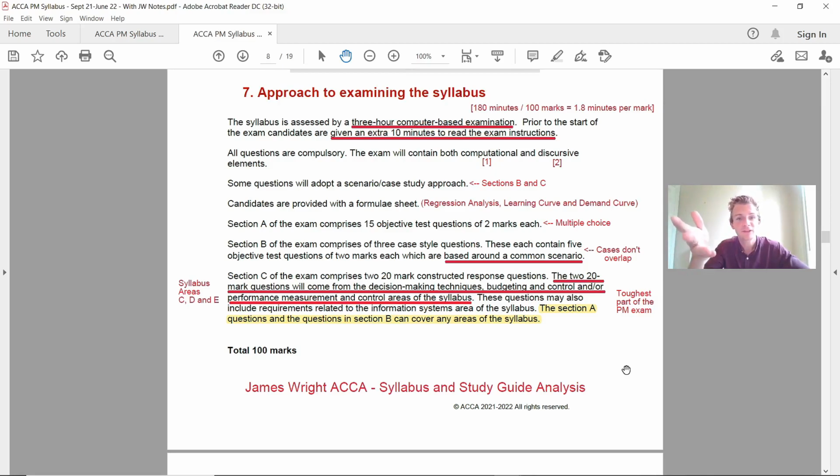As you can see on here, some of the questions will adopt a scenario case study approach. That is for sections B and C in your exam. Section A is all about facts and PM syllabus understanding. Candidates are also provided with a formula sheet, again available on the ACCA computer-based system, and the key formulas on there are regression analysis, learning curves, and demand curves. I'd highly recommend before the exam you doing a past paper question that involves calculating all three, because it really shows up a well instructed student who's done practice, that they know that if they see a demand curve question, straight to the formula sheet, know how to put it on a calculator, easy marks in the bag.